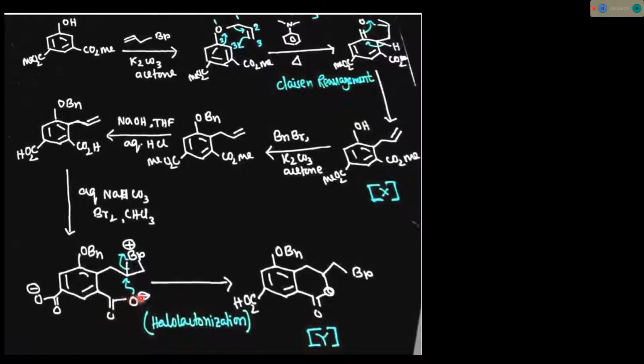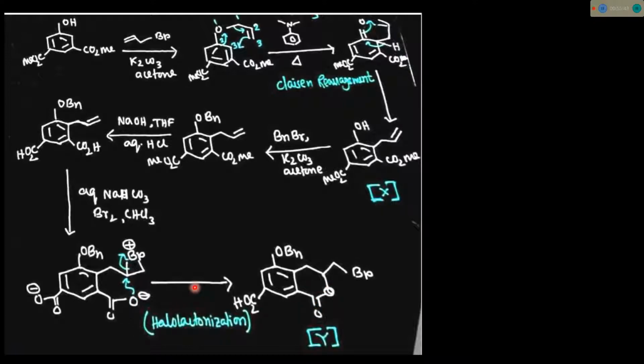But since this carboxylate anion is closer to this, and there is a possibility to attack via an SN2 path, this O minus attacks this carbon to form a six-membered lactone. This CH2Br will not attack because it is far from this cyclobromonium moiety, so this O minus attacks this. This is called a halolactonization reaction. So this is a six-membered lactone.